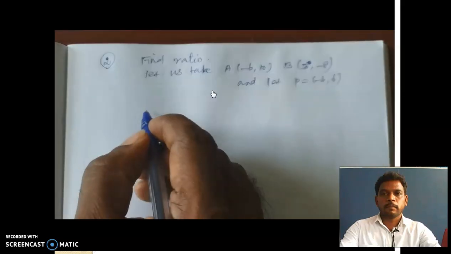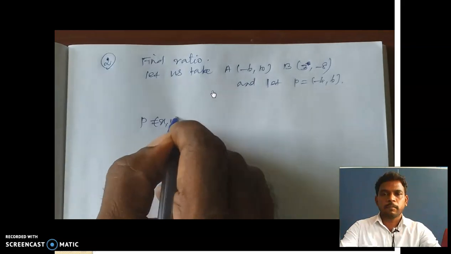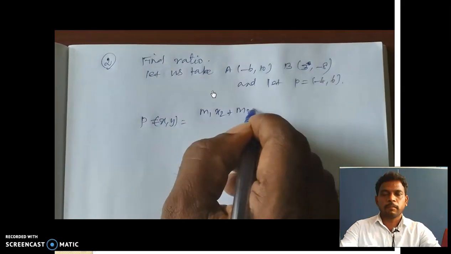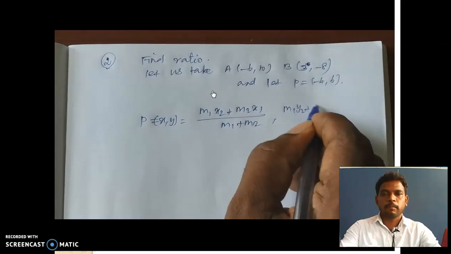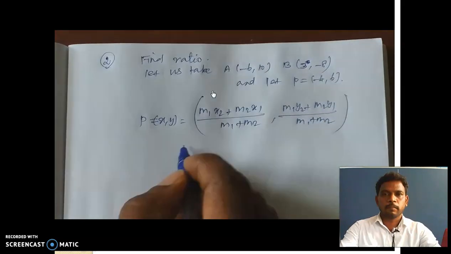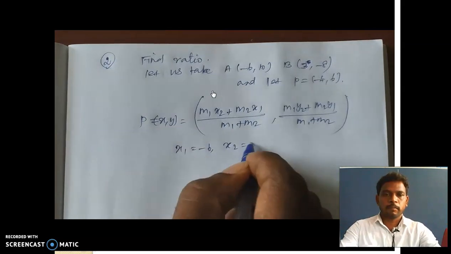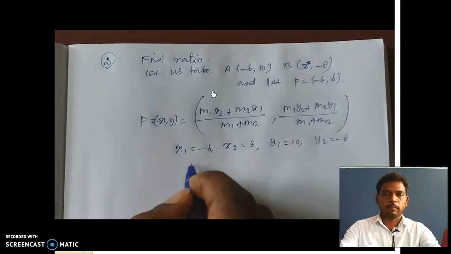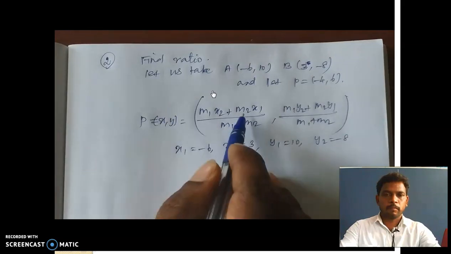So by using the section formula only. What is the section formula? P of (x, y) equals ((m1 x2 + m2 x1) / (m1 + m2), (m1 y2 + m2 y1) / (m1 + m2)). And here x1 is -6, x2 equals 3, y1 equals 10 and y2 equals -8. Similarly, P of (x, y) is given here. We are going to find m1 and m2 only, so keep the values as they are.